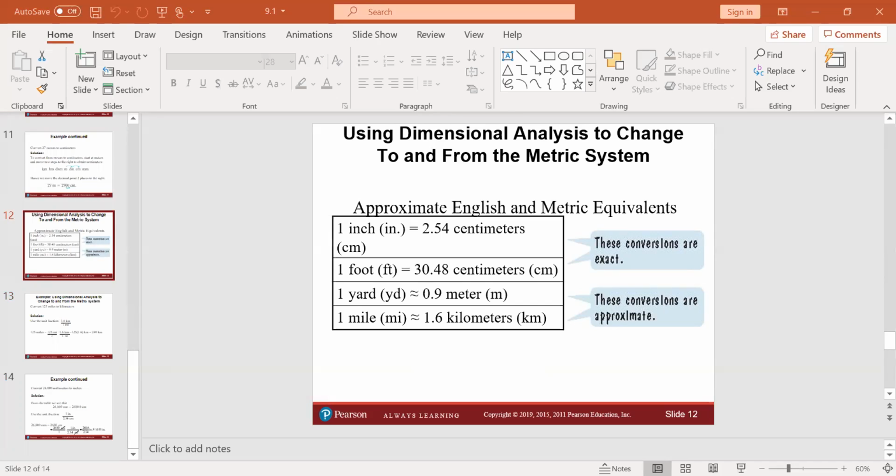Oh, formula sheet. Let me download it. And now let's take a look at it.